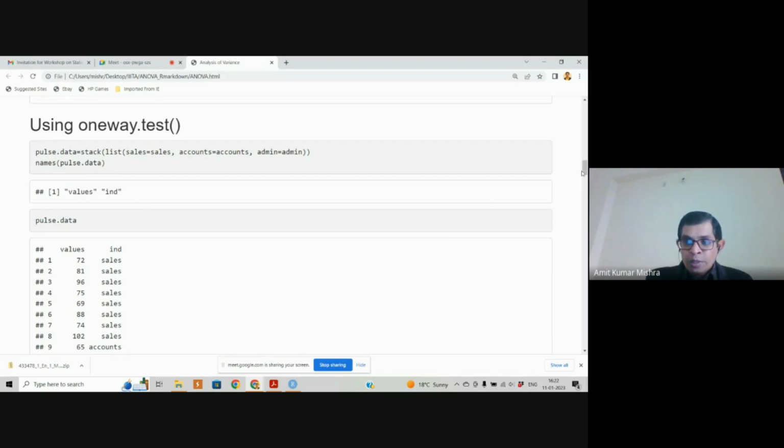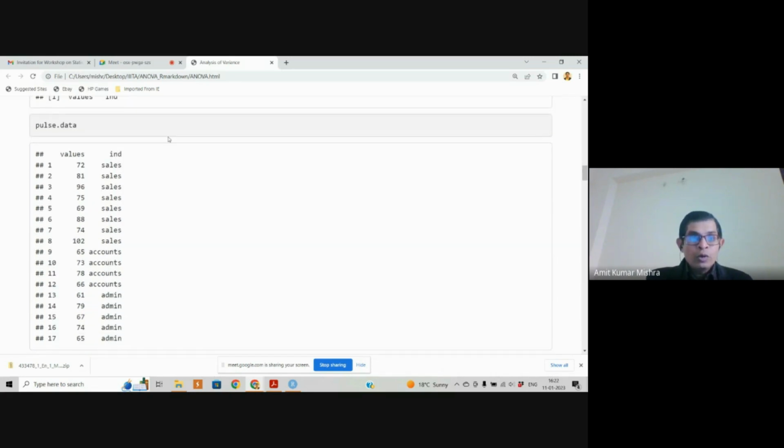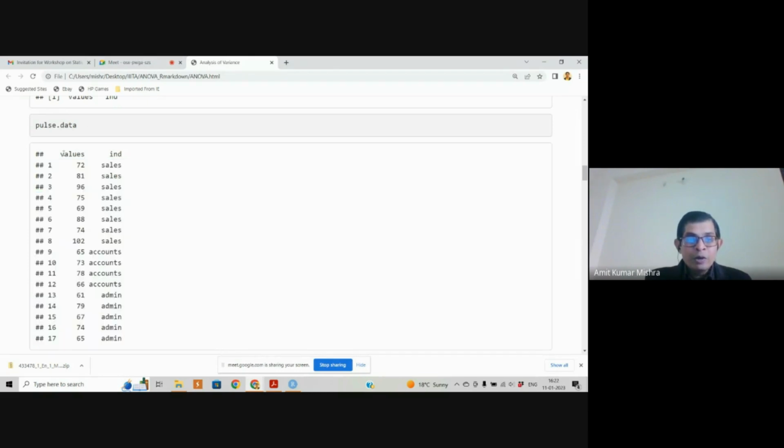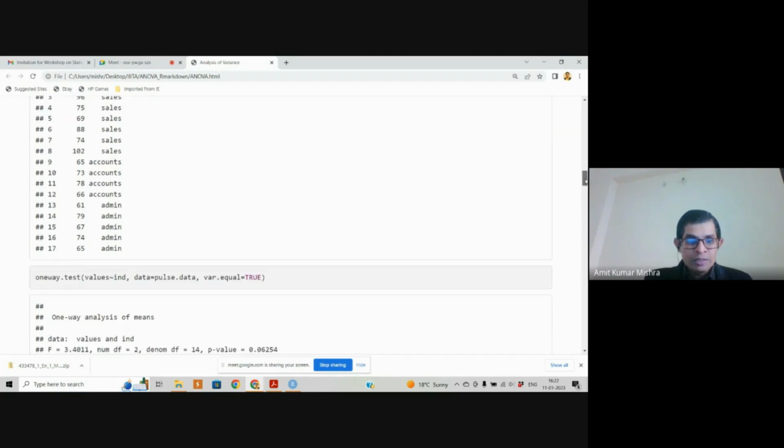So how does the data look? If you run pulse.data, our data looks like this. See, these are the 17 observations in the first column. In the second column, you are getting values, that means the observations. In the third column, you are getting which group the observation is coming from. 72 is coming from the sales department, 81 is coming from the sales department, 96 is coming from the sales department. So I have created a data frame kind of thing. Now with the help of this data frame, we will perform analysis of variance.